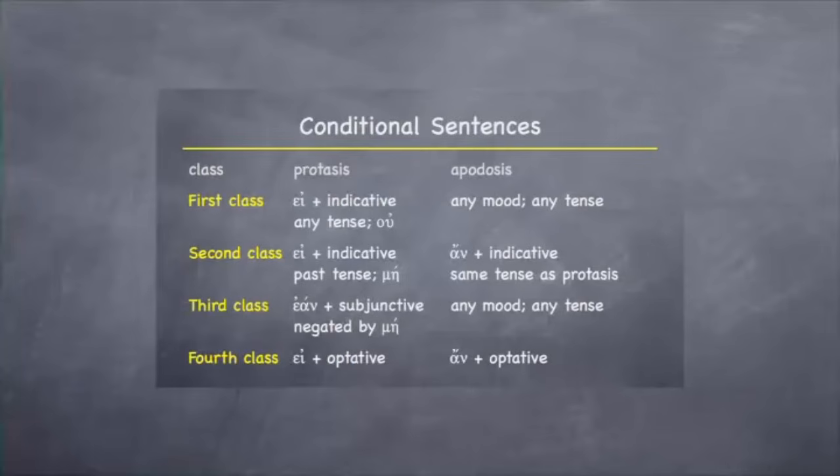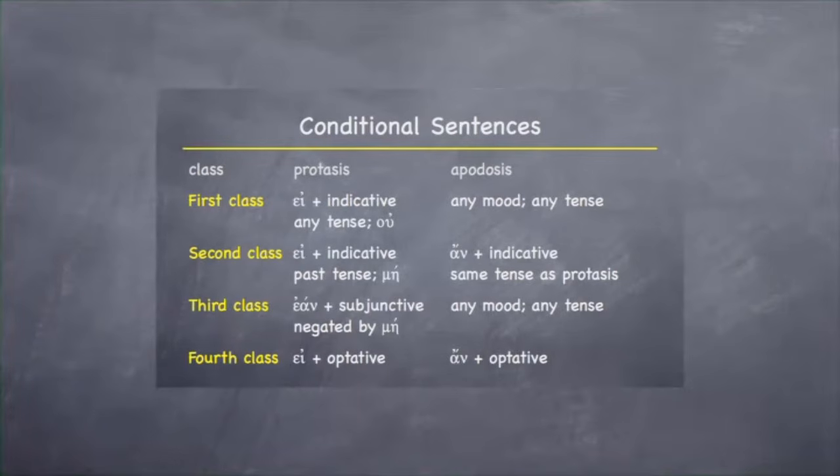A second class conditional statement has εἰ plus the indicative in the protasis. The verb is going to be in the past tense, and it's going to be negated by μή. That'd be another clue. But in the apodosis, normally, not always, but normally, you're going to have ἄν and an indicative verb, and that verb actually is going to be in the same tense as the verb that's in the protasis. Then there are third class conditional sentences that we learned back in chapter 31. They're introduced with ἐάν and the subjunctive. They're negated by μή, and the apodosis can be any mood, any tense.